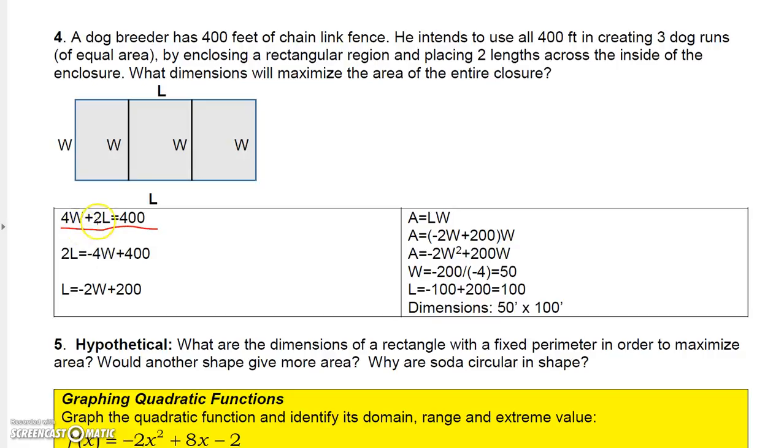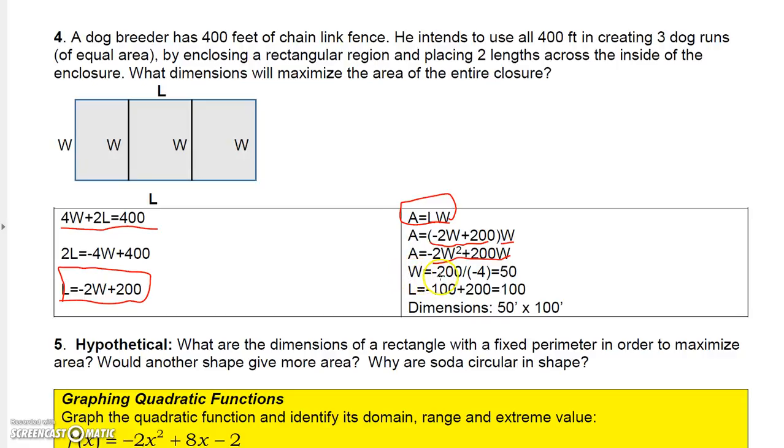Now I'm going to solve for L in terms of W, and I got L is equal to minus 2W plus 200. Now what I want to do is maximize the area, and the area is length times width. So since I know the length can be written in terms of W as minus 2W plus 200, I'll replace length with that, and I get minus 2W plus 200 times W, and that becomes minus 2W squared plus 200W. And then this is a parabola or quadratic function that opens down, and so I can find the vertex.